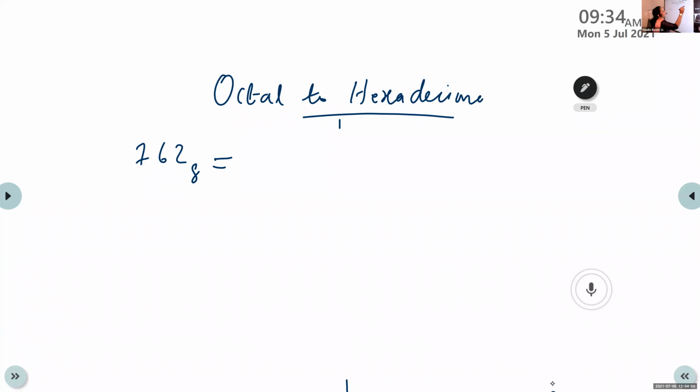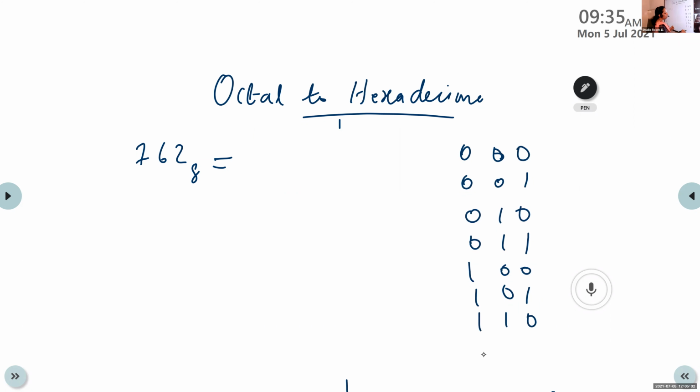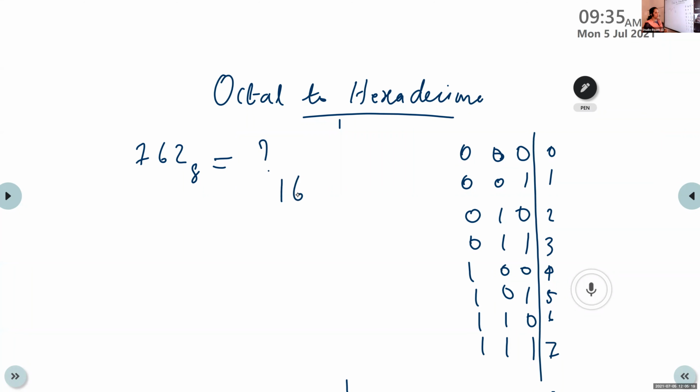So here I am writing the 3-bit table again. 000, 001, 010, 011, 100, 111. The values are 0, 1, 2, 3, 4, 5, 6, and 7. Okay. So 762 to the base 8 is the octal number. The question is to convert into a hexadecimal number. For that, first we have to convert this 762 to binary.